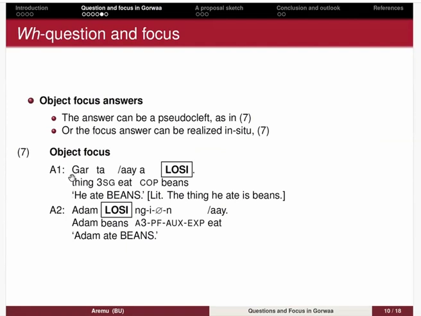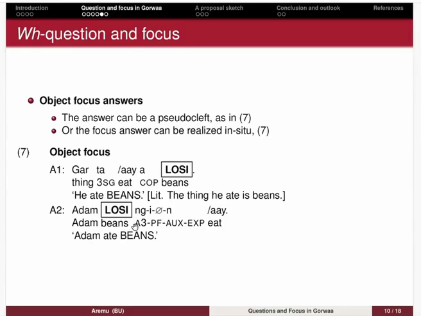Now, as an answer to that question, we can answer in 2 ways. Either 7A1, so gar, tar, I, aloc. So he had beans, and this is just a pseudo cleft construction. So the thing he ate is beans. Or you can answer with an in situ focus, or let's say a canonical construction, as in A2. So again, Gorwaa is SOV, so you have Adam, subject, loci, object, and then the verb. So in this case, there is no cleft here. It's just a canonical declarative sentence where loci is the object.